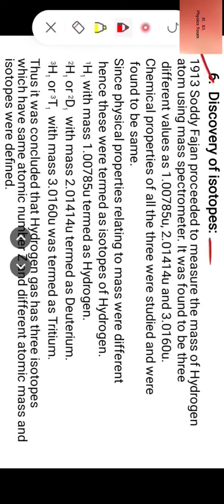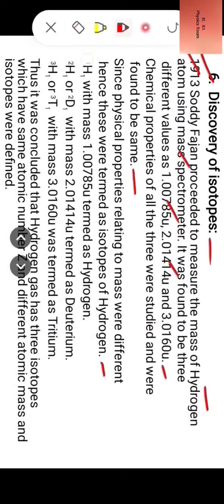It was year 1913 when Soddy proceeded to measure the mass of hydrogen atom using mass spectrometer. It was found to be three different values as 1.00785 units, 2.01414 units and 3.0160 units. Chemical properties of all the three were studied and were found to be same. Since physical properties relating to mass were different, hence these were termed as isotopes of hydrogen.